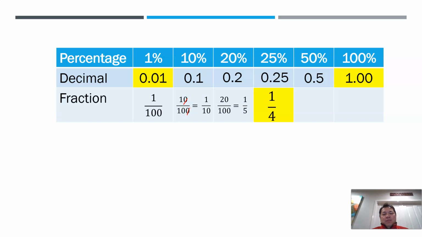Next part, 20%, which is 20 out of 100. You divide both numbers by 20. So 20 divided by 20 is 1. 100 divided by 20, you get 5. That's how you get 1/5. 50% is 50 out of 100, which is actually the same as half. And how do you write the fraction of 100%? It's simply 1 out of 1. Got it?